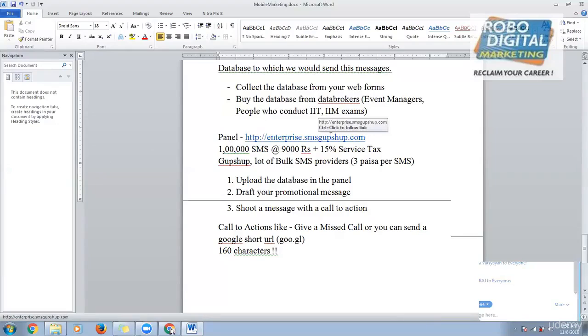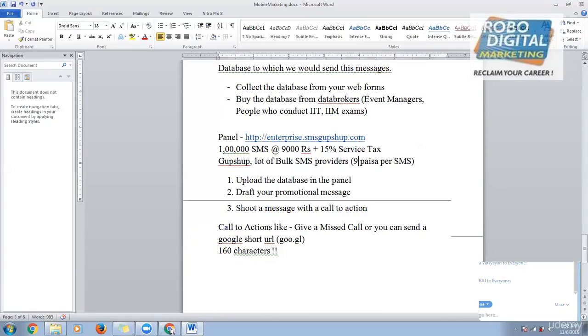This is one website. Like this, there are so many websites which give you SMS gateways through which you can send SMS to your users. The average pricing of SMS is 9 paise per SMS, and they generally give a minimum of 1 lakh SMSs, which costs you 9,000 rupees plus service tax.